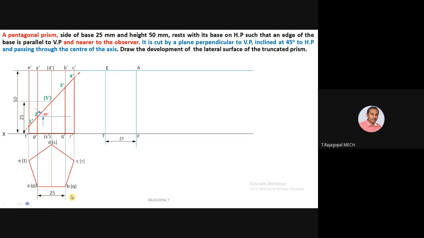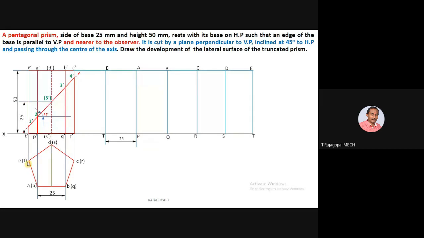So after AP, next one is BQ. Mark BQ. Next is C and R. Next DS. Okay, D and S. Last, to complete the surface, I have to come back to ET. So these are the 5 rectangles which are held by each side of the pentagon. If you have a doubt, you can refer.